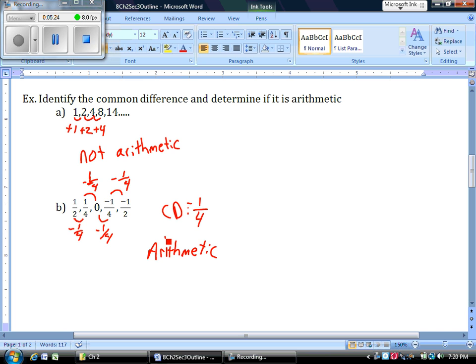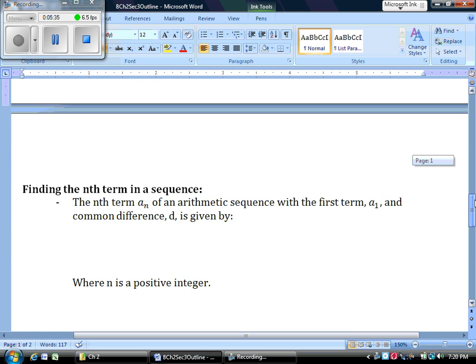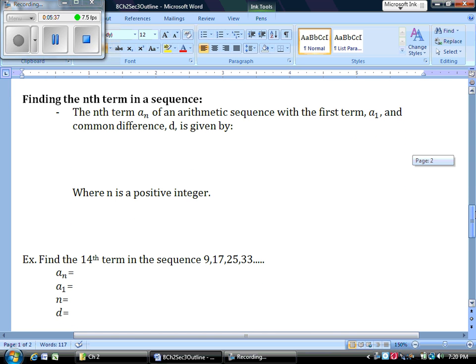Arithmetic. All right? So that's all you're doing with sequences there, is determining if it's arithmetic or not and finding the common difference if it is. Okay? That should be pretty easy. A lot of that might be review.